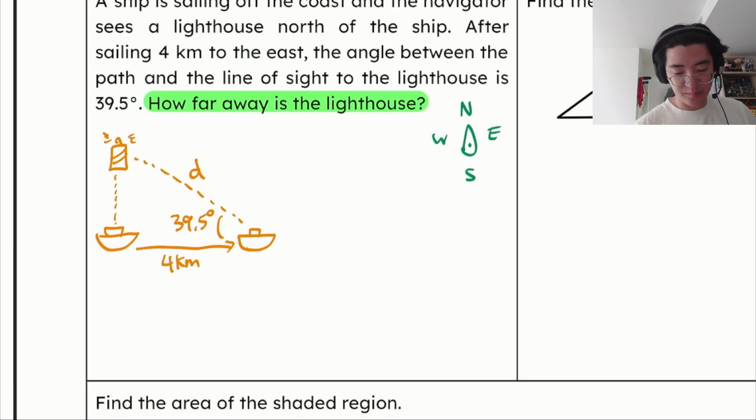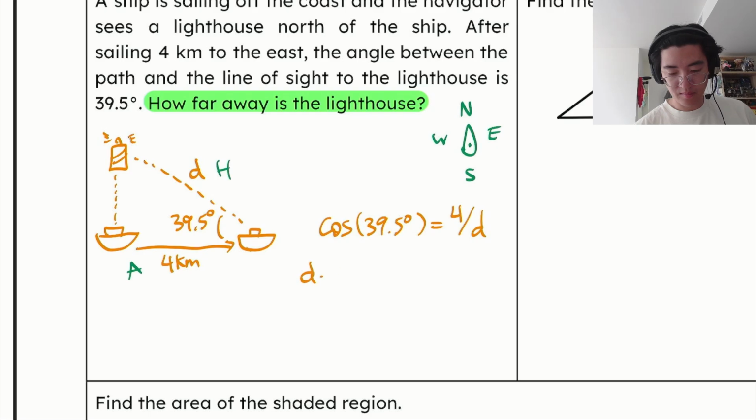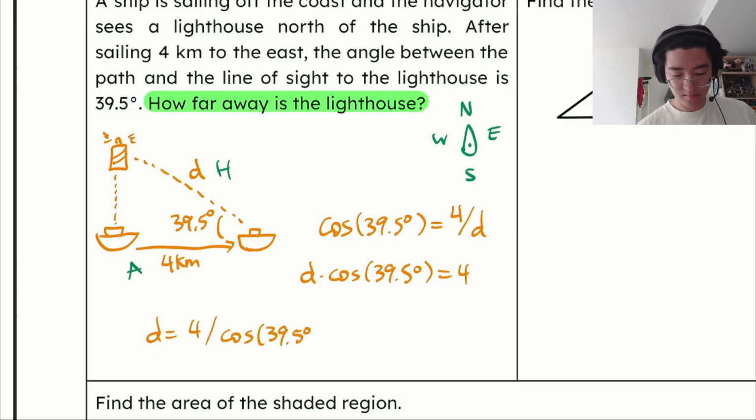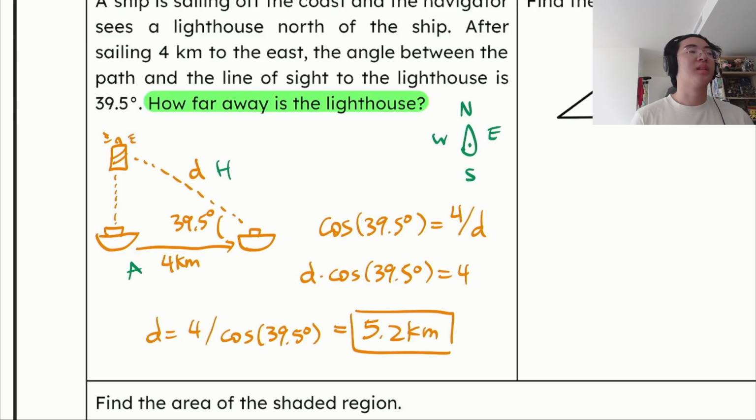In this case, we have adjacent and hypotenuse, which is cosine. Cosine of 39.5 is 4 over D. Multiply both sides by D. Okay, just like that.